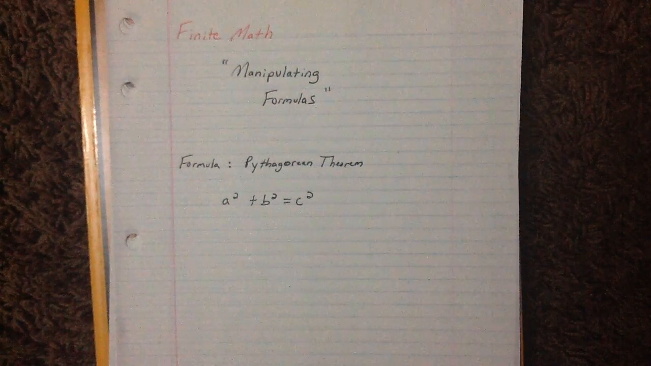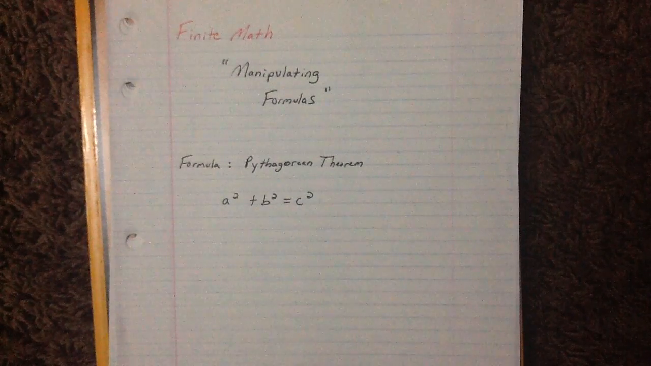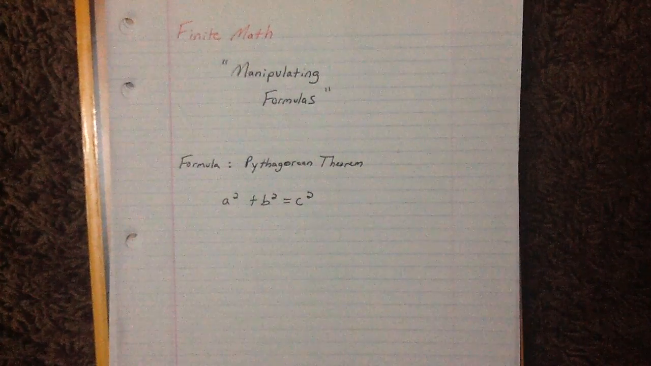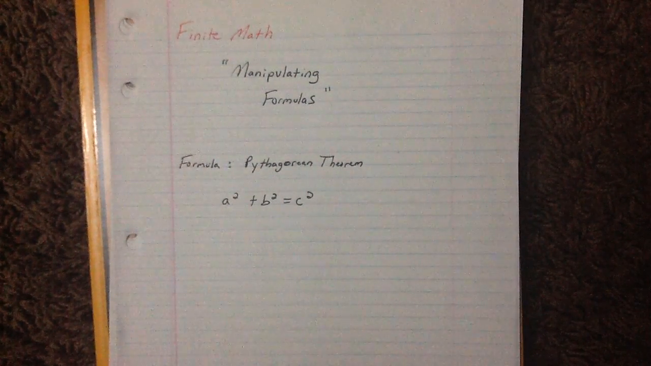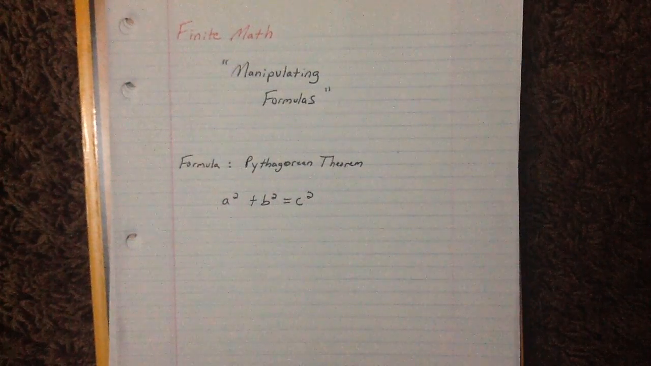Alright, had a request for this one in Finite math class. This is manipulating formulas. The formula we're going to manipulate today is called the Pythagorean theorem: a squared plus b squared equals c squared. It's one of the easiest formulas in mathematics to memorize. It kind of just flows nicely. It has to do with right triangles.